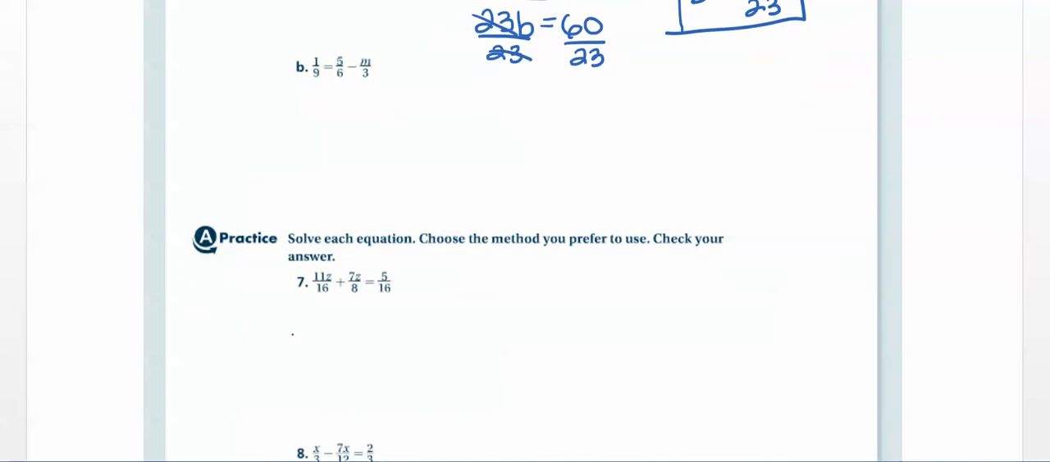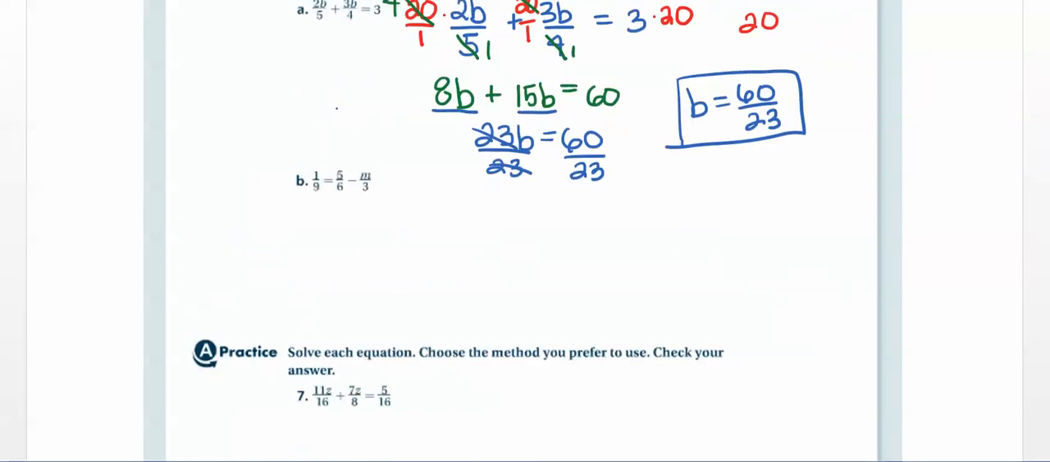If you have three numbers, like in part B, you need to think of the LCD of all three things. In this case, the LCD of 9, 6, and 3 would be 18. 9 goes into 18, 6 would go into 18, and the 3 would go into 18. So then you would multiply everything here by 18.